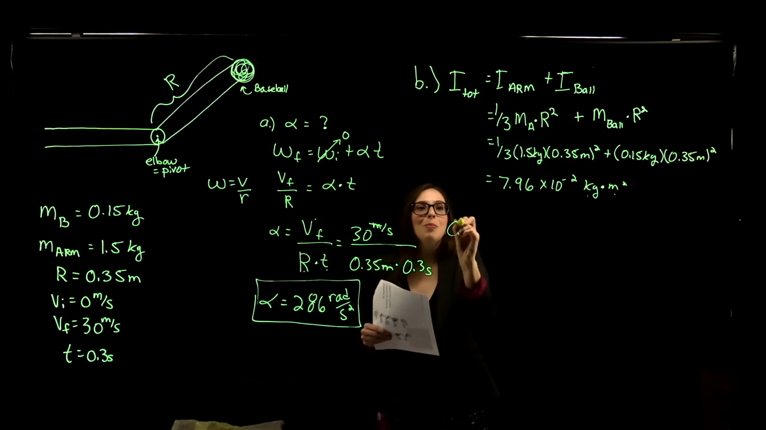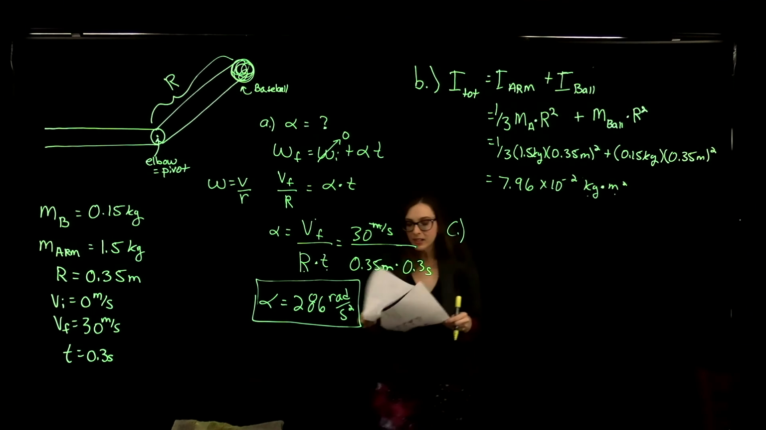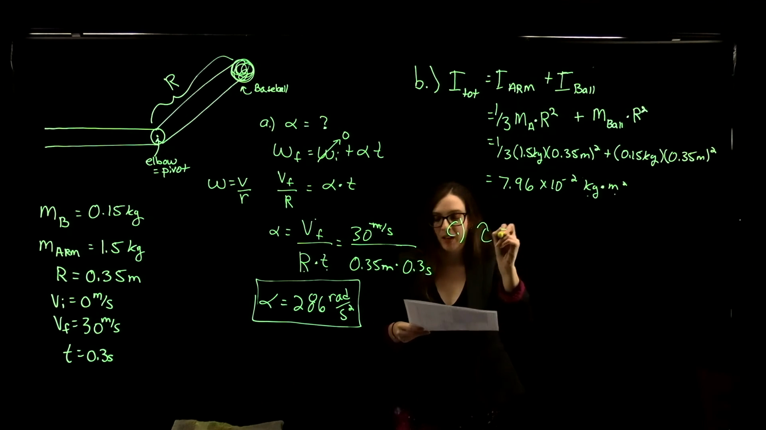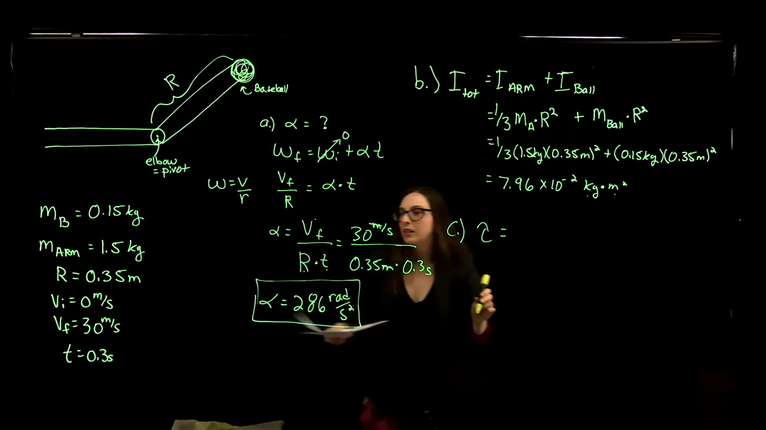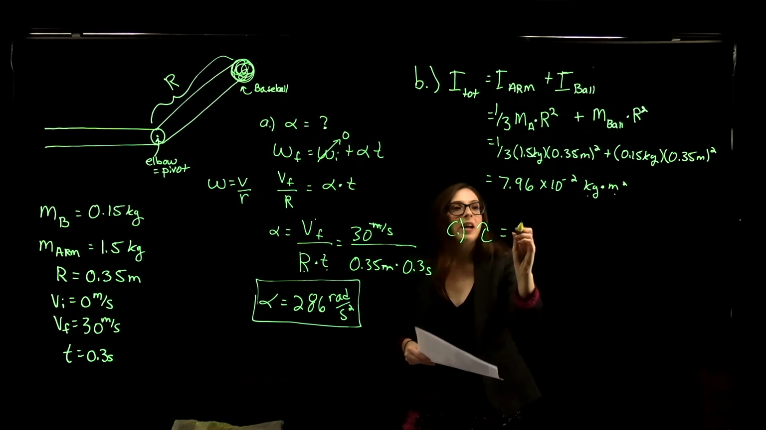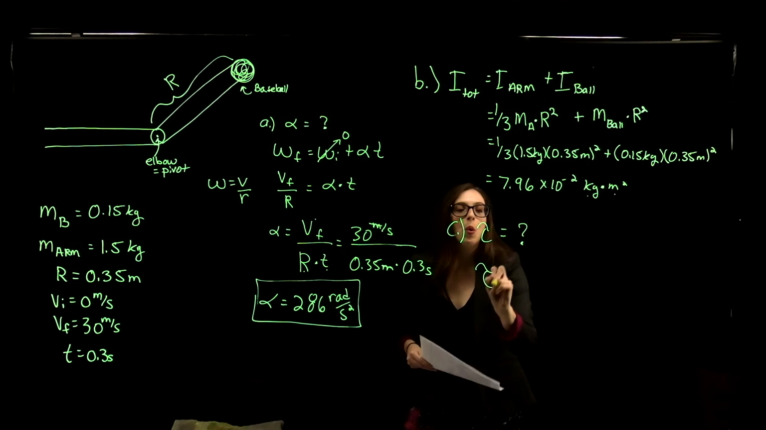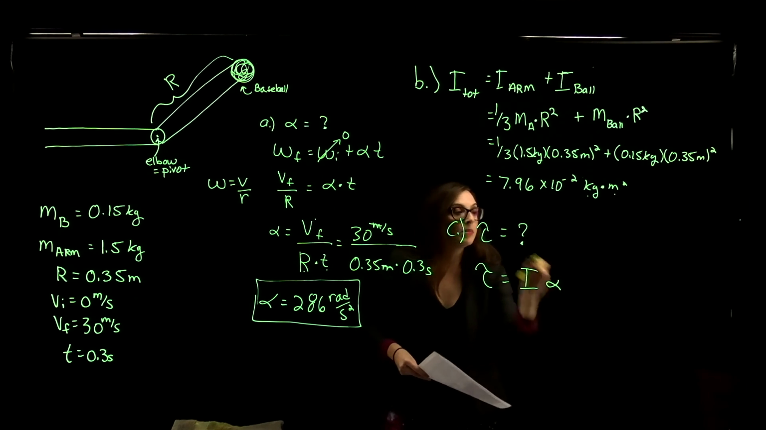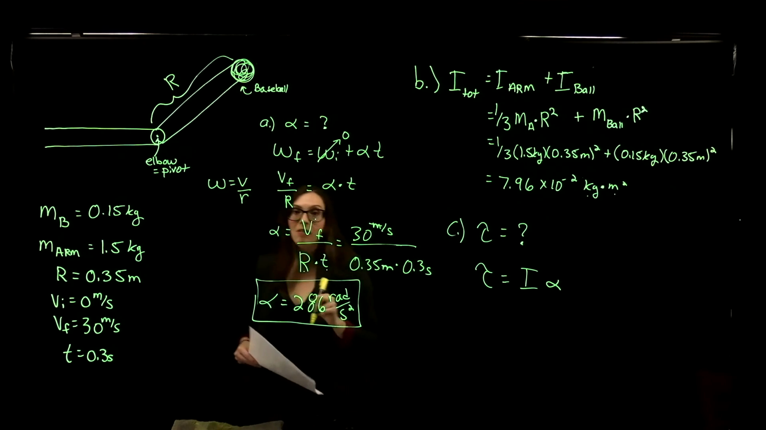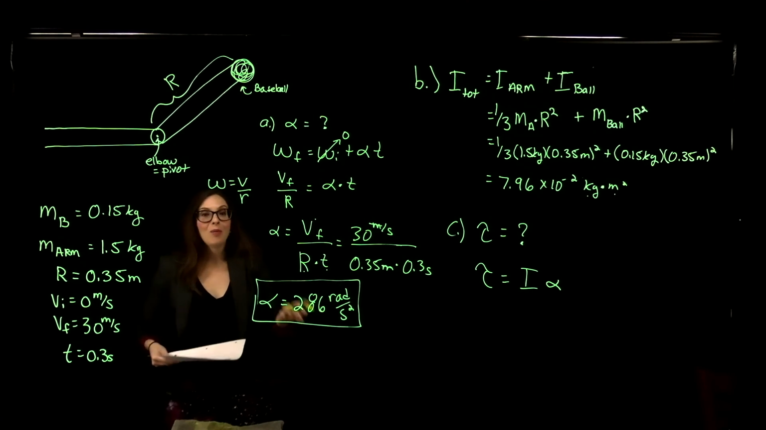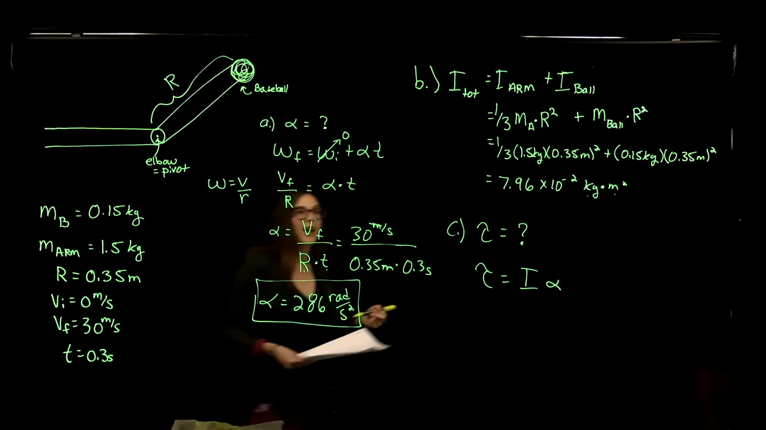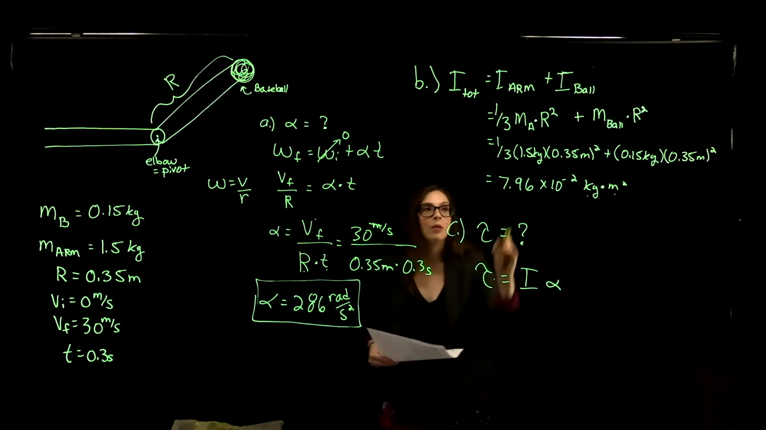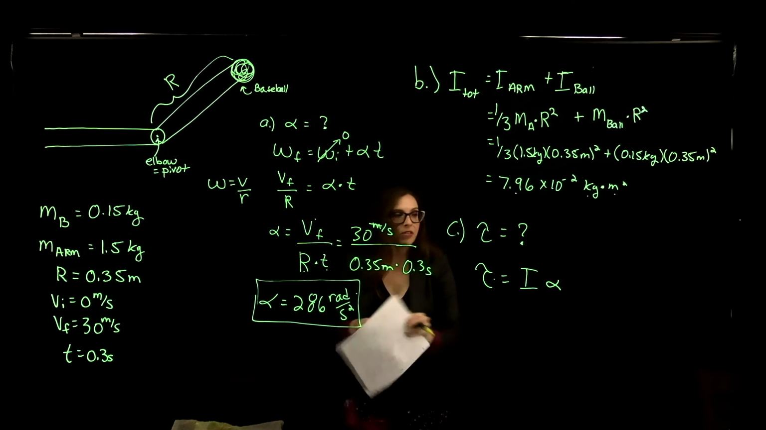Okay, and then for part C, we need to calculate the torque exerted on the system that results in this angular acceleration coming from A. So we have to find the torque in our system. The torque in our system is equal to the moment of inertia of our system times the angular acceleration of the system. Okay, so that is why we calculated the angular acceleration in part A, why we had to find the moment of inertia in part B, so we can eventually find the torque, which is just the multiplication of these two pieces.